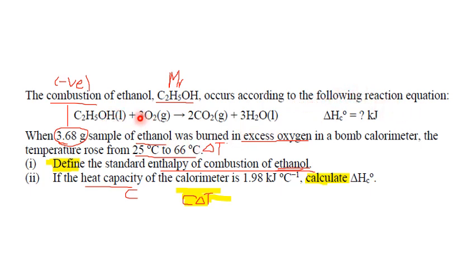So it reacts with oxygen. Okay, this is combustion, reacting with oxygen, and then forming CO2 and H2O. So when a 3.68 gram sample of ethanol was burned, the mass of ethanol is given. So this is the molecular formula for ethanol. Sure, we need to find the number of moles of ethanol. In excess oxygen in a bomb calorimeter. So bomb calorimeter in this case means the heat capacity is involved. The temperature rose from 25 degrees Celsius to 66 degrees Celsius. So this is the delta T.